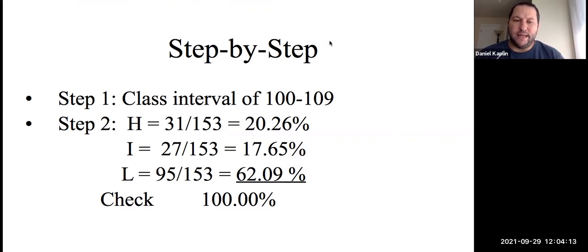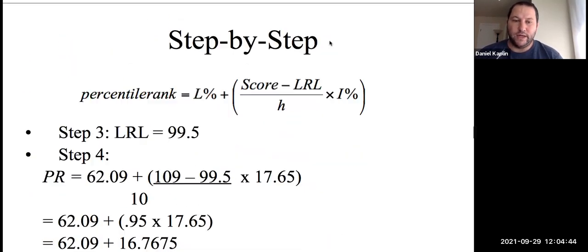We came to understand the percentages, right? 31 divided by 153 gave us 20.26. The frequency within that class interval was 27, so that divided by 153 was 17.65, and then 95 cases were below the class interval. Divide that by 153, you get 62.09%, and that's all there. So the numbers matched when I did it by hand and when I did it over here.